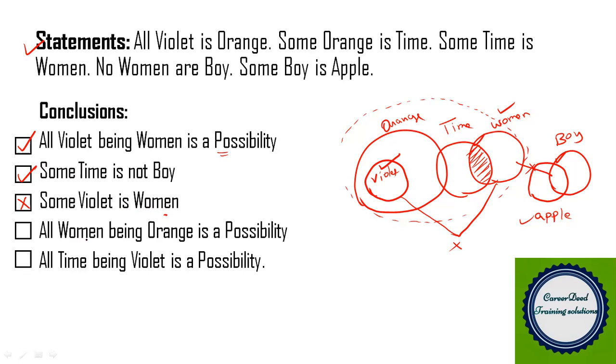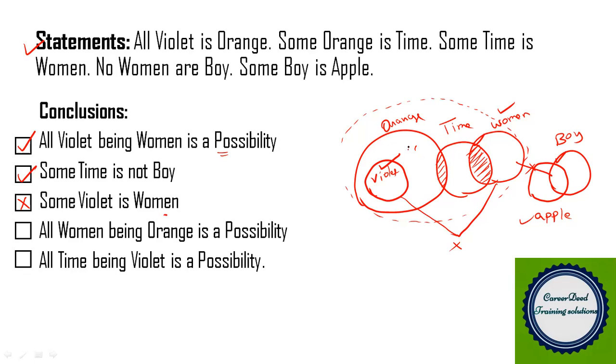Now coming to the fourth conclusion, all women being orange is a possibility. So all women inside orange is a possibility, right? So they are giving it as a possibility. See, some part of orange is related to time. See, all time can be inside orange. Similarly, all women can be inside orange.